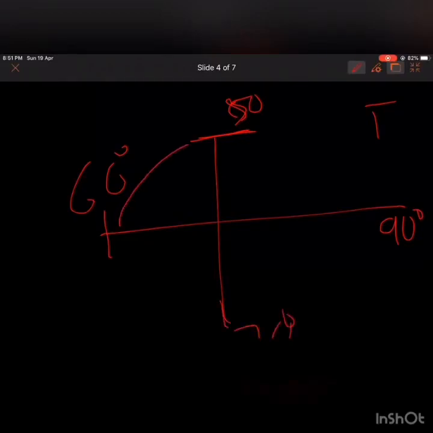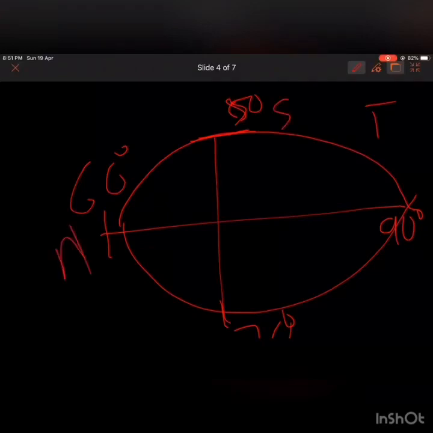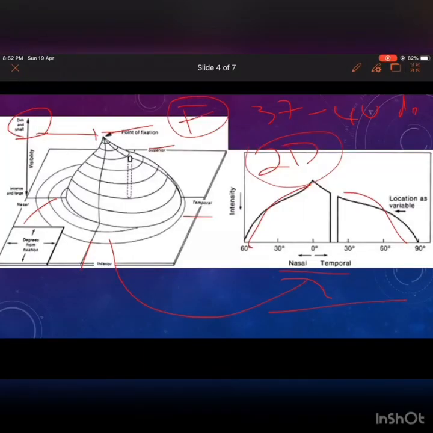So the person's visual field will be something like this. Temporally it is more. Superiorly it is less. Nasally it is less. Inferiorly it is around 70 degrees. Understood? See, you can see temporally there is a bigger visual field, and nasally it is less. Temporally you have 90 degrees, nasally around 50 to 60 degrees.